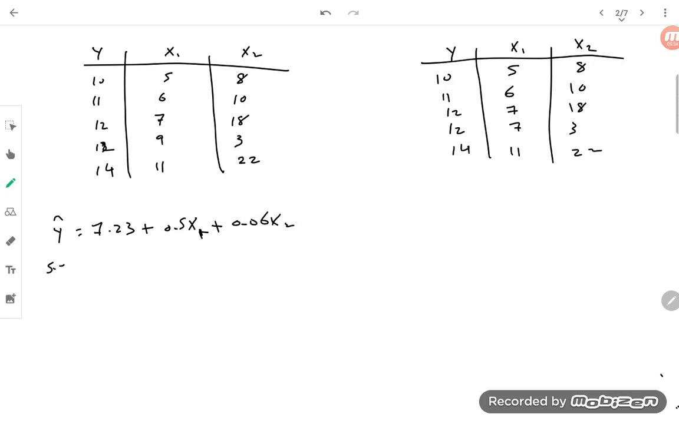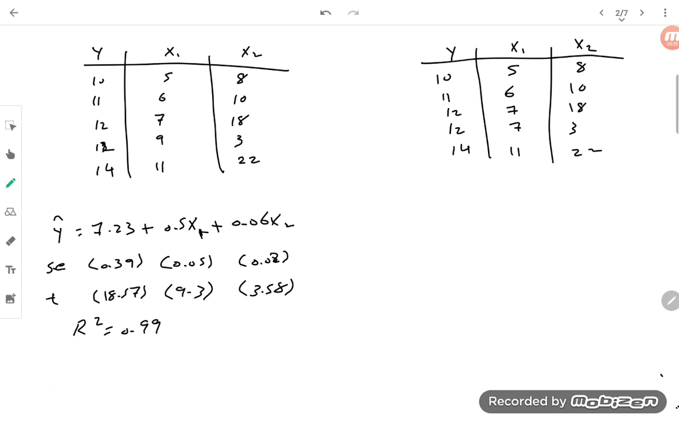Standard errors 0.39, 0.05, 0.02, and with respect to t, 18.57, 9.3, and 3.58. And in this case, r squared is 0.99.